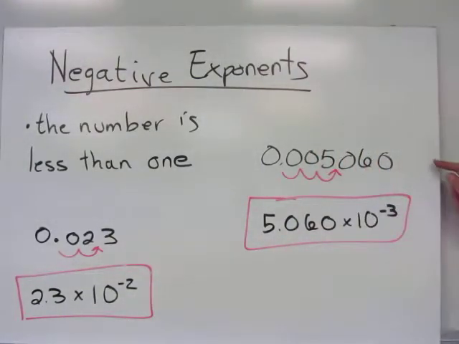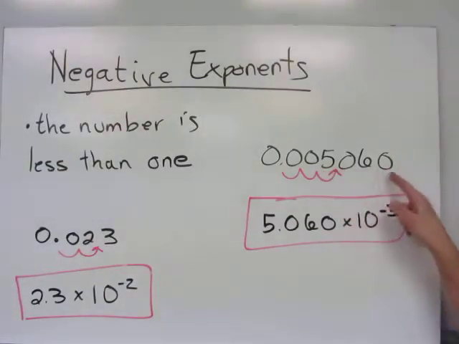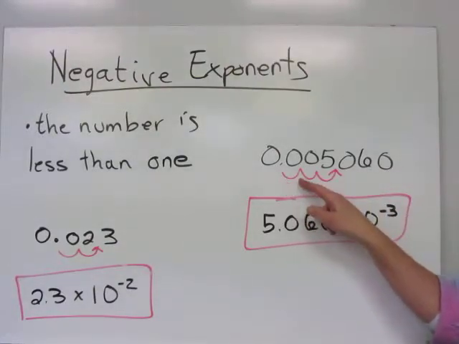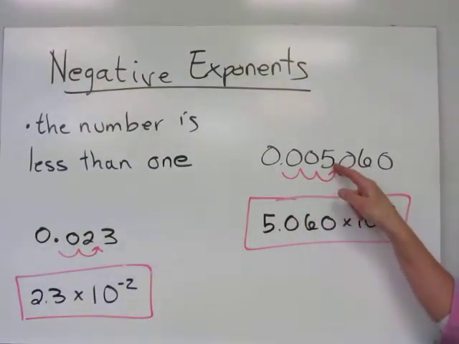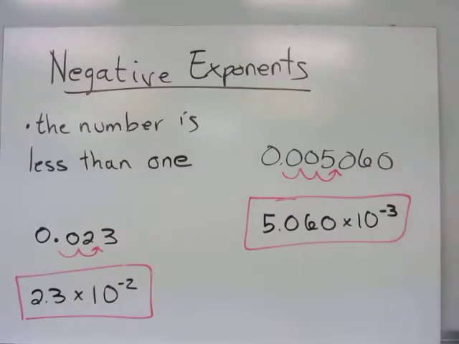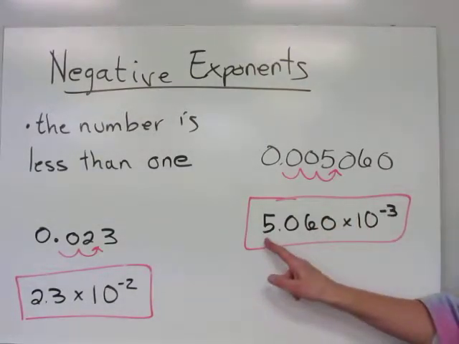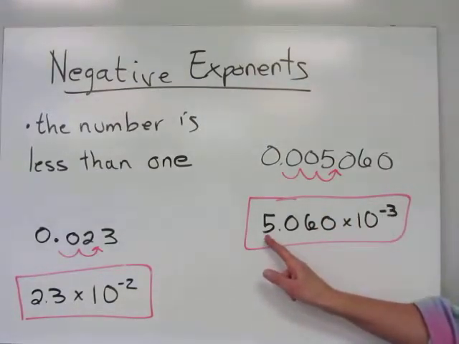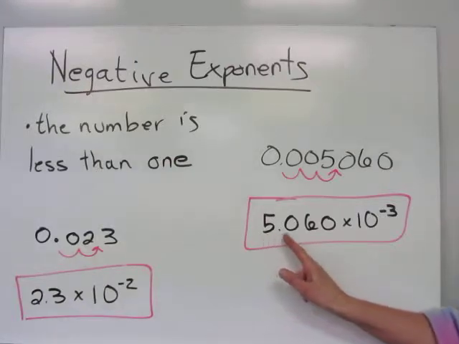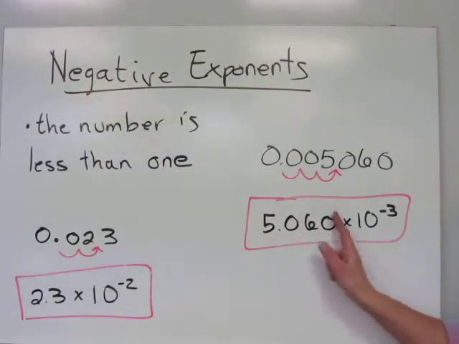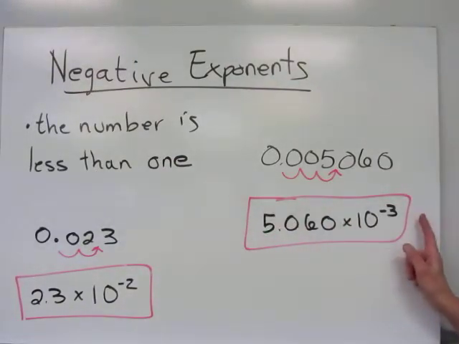In this second example, I have 0.005060. We have 4 significant digits. I move the decimal place 1, 2, 3. In proper scientific notation, you have 1 number to the left of the decimal. So my mantissa is 5.060, 4 sig figs, times 10 to the minus third.